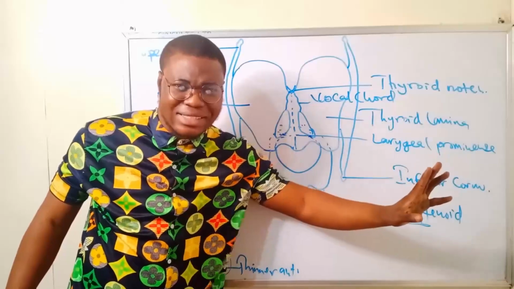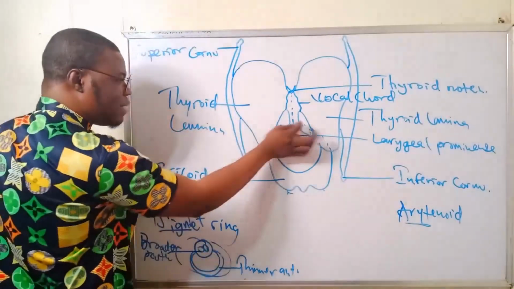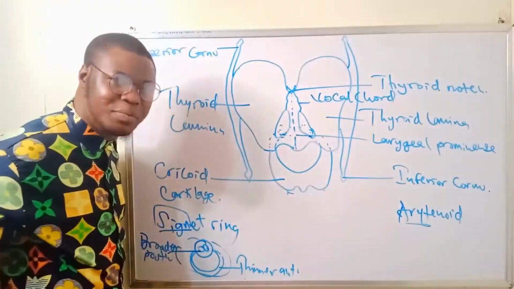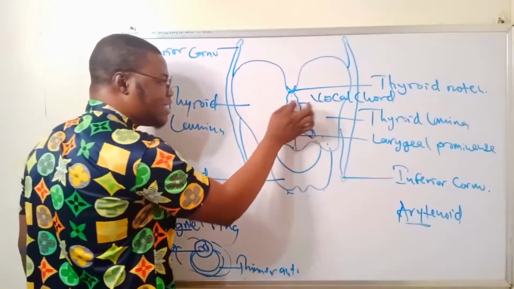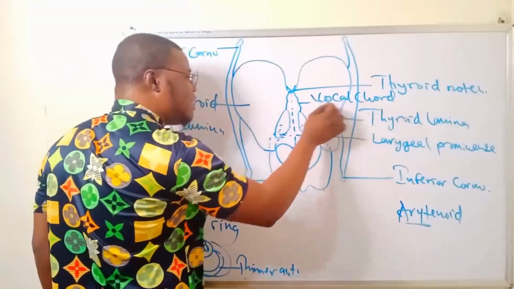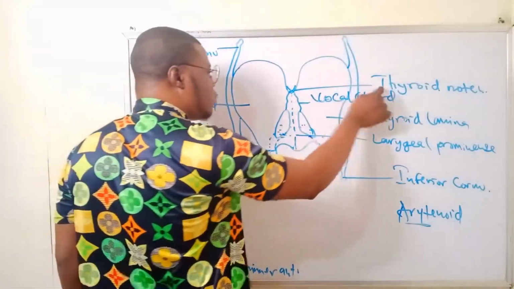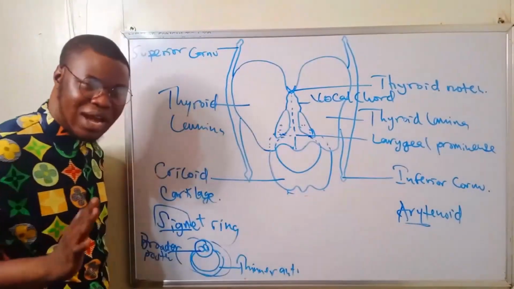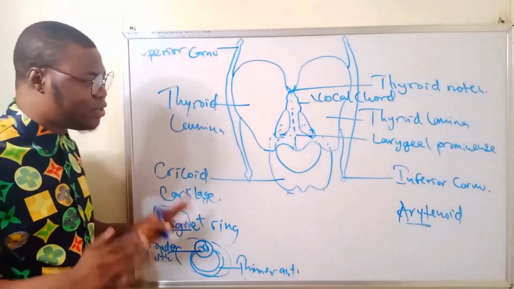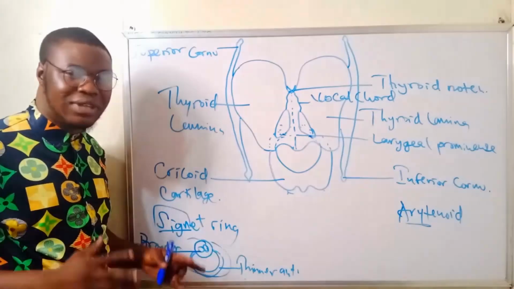As simple as that. So once again, the arytenoid is slightly pyramidal in shape, and it serves as an attachment for these ropes called the vocal cord. And the vocal cord is connected to the what? To the thyroid notch anteriorly. As simple as that. And that is the description of the what? The description of the larynx.